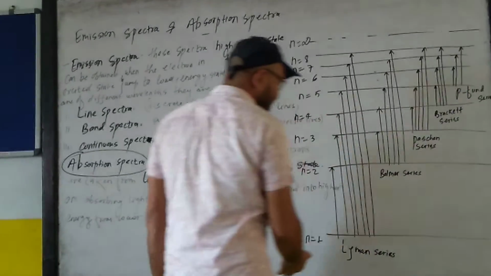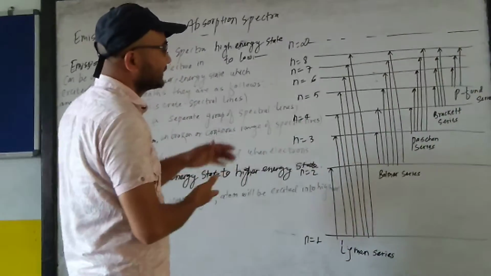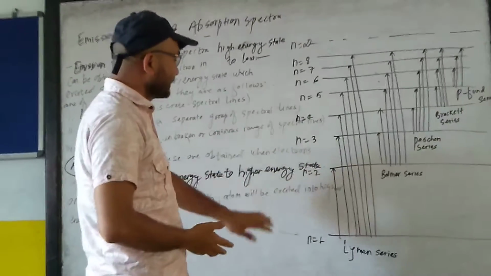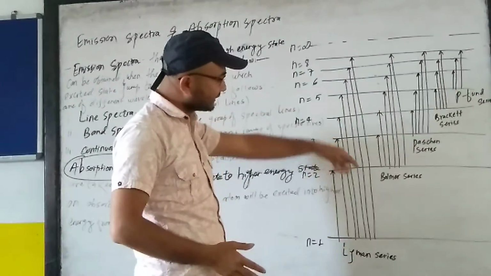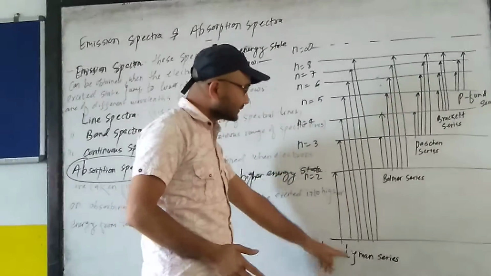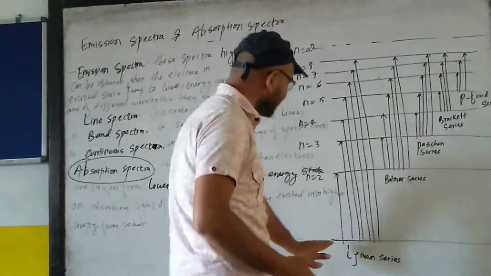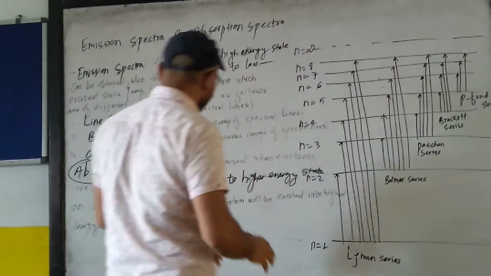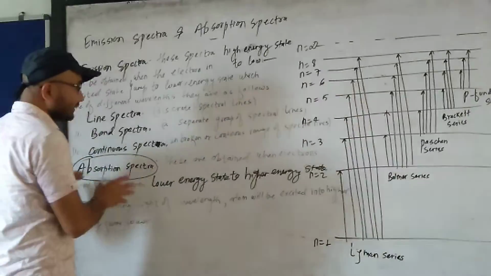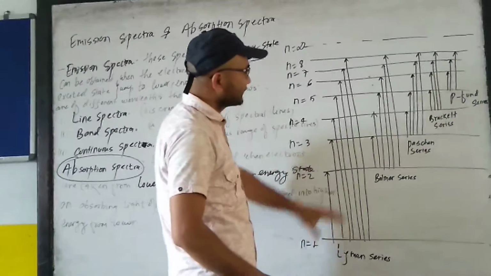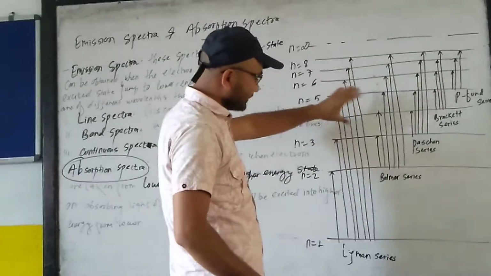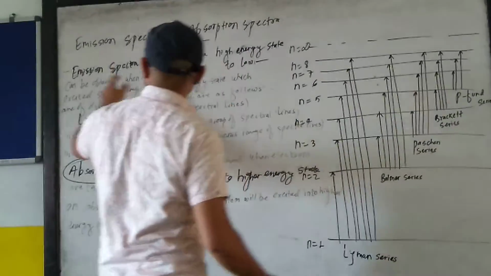All are series. These series help us to know what type of spectra we have. You can see in this figure, in all these cases the electron goes from the lower energy state to a higher energy state, and this spectra we call absorption spectra. Just the opposite of this figure, if we construct it, that would be the emission spectra.